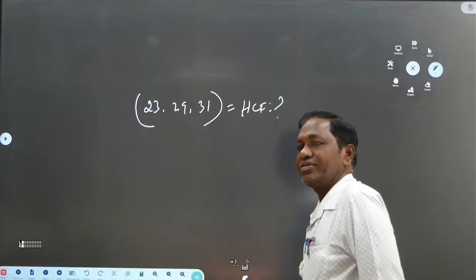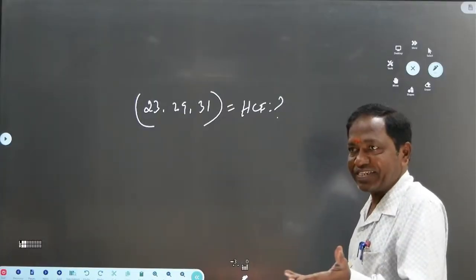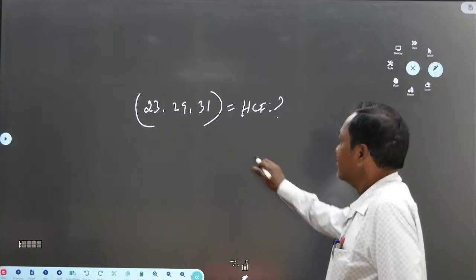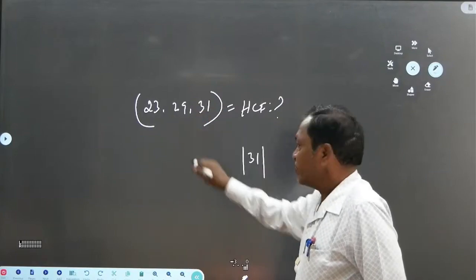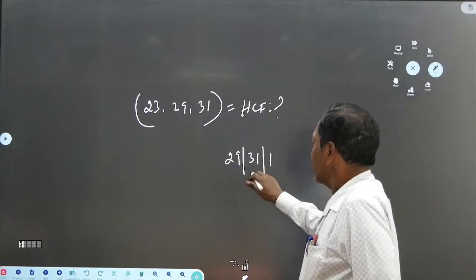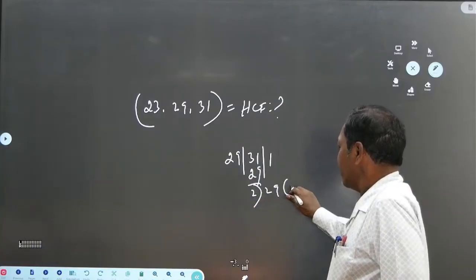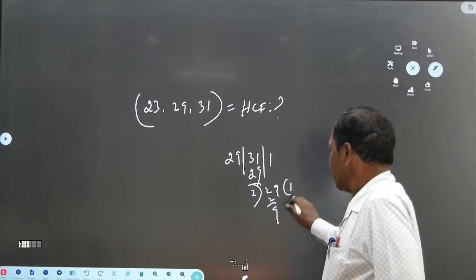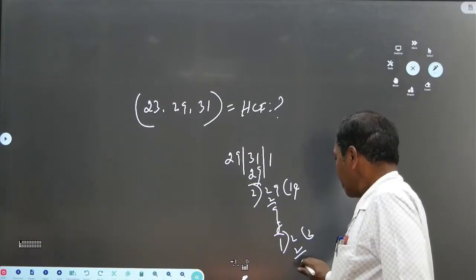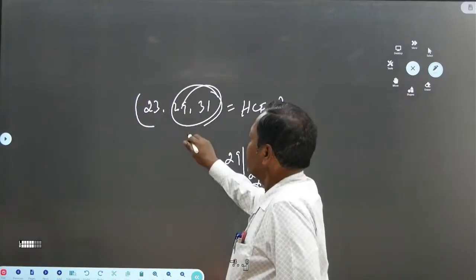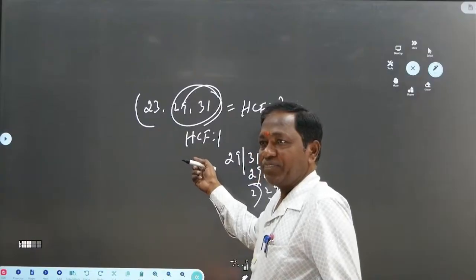What would you do? The normal process is the division method. What is the largest number? 31, isn't it? 31 divided by the next largest, 29. The remainder is 2. Again, this 29 can be taken here. 2 ones are 2, 9, 2 fours are 8, 1 and 2. So the remainder is 1. So for this, the HCF is 1. When there is a 1, 23 again is one prime number.